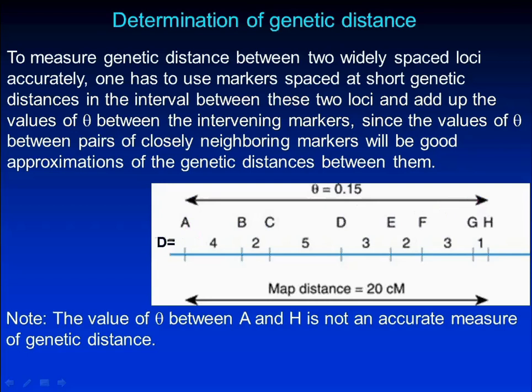To measure genetic distance between A and H accurately, we should use more markers to further divide this region into smaller regions. Then we measure genetic distance of each of these regions and add them up. Here are the results. After we add them up, the map distance between A and H is 20 centimorgan instead of 15, if we purely base it on recombination fraction between A and H.